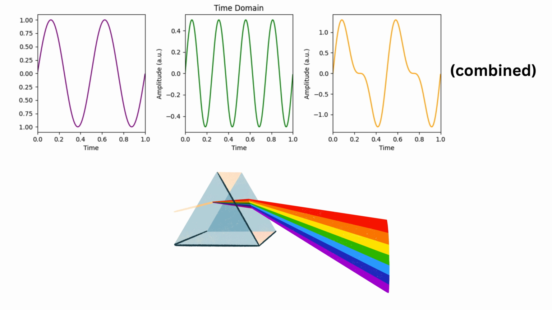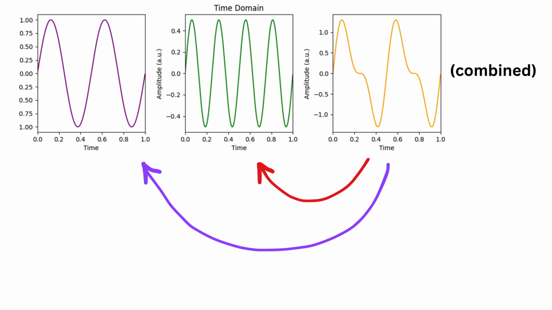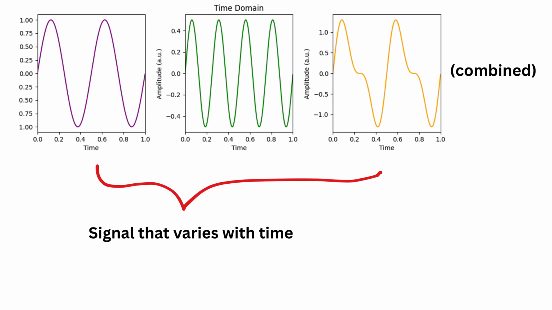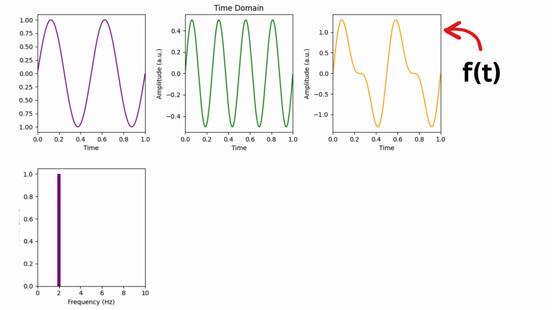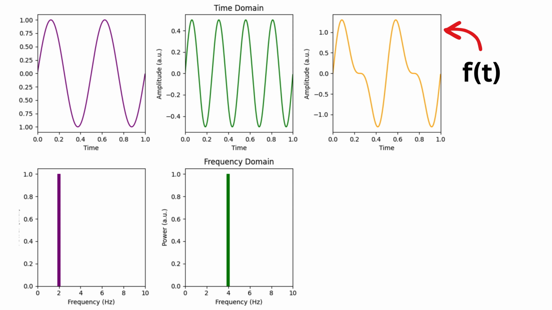Think of it as using a magical prism, but instead of splitting white light into colors, it splits a signal into its different frequency components. For that, we start with a signal that varies with time. This signal is our input, usually written as f of t, where t represents time. The Fourier transform takes this time-based signal and analyzes it to find what frequencies are hidden inside it.